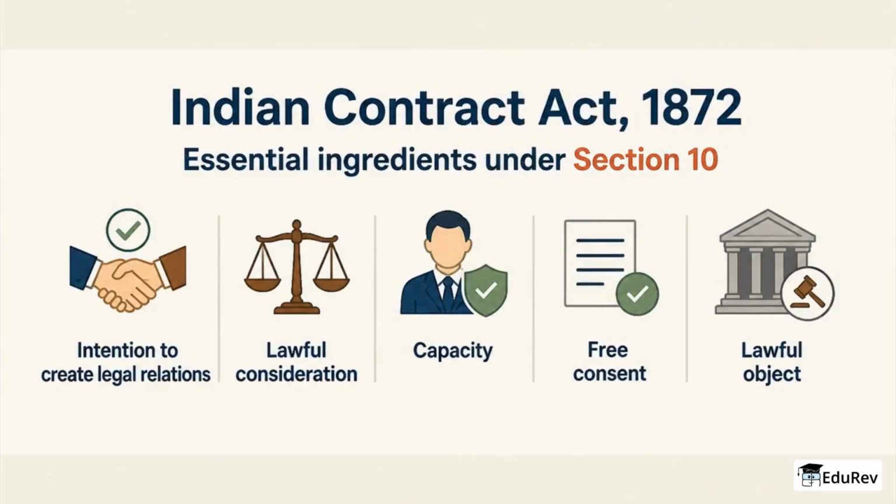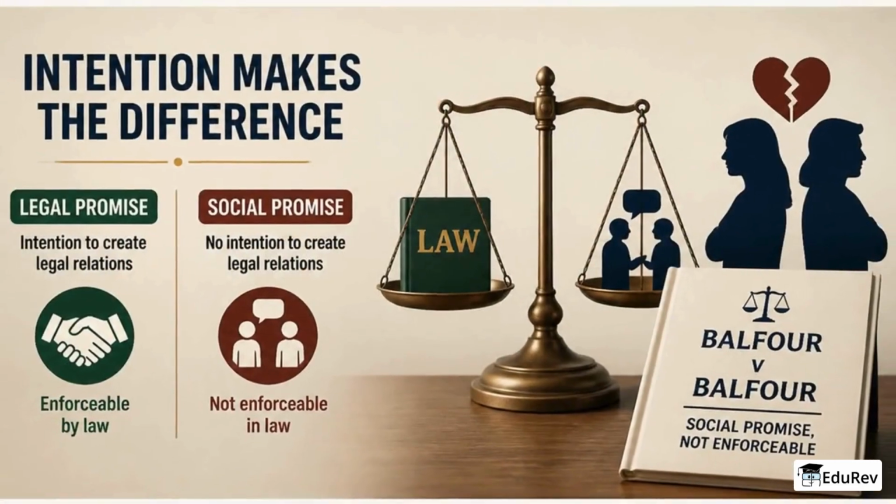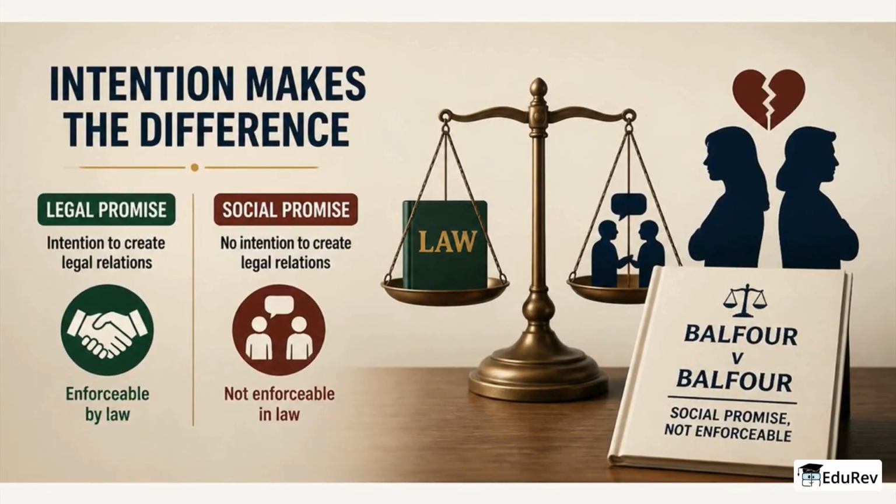The Act lists essential elements under Section 10. So parties must have intention to create legal relations, lawful consideration, capacity, free consent, and lawful object. Intention to create legal relations matters. Social or domestic promises often lack it, as seen in the case of Balfour versus Balfour.